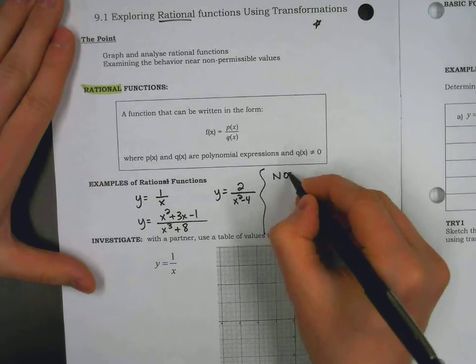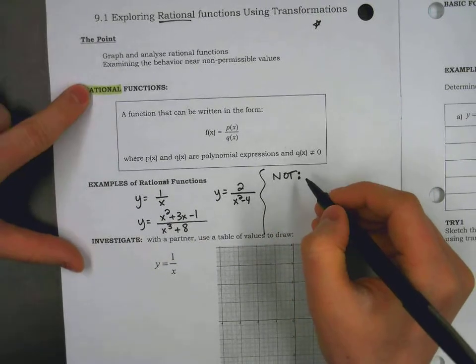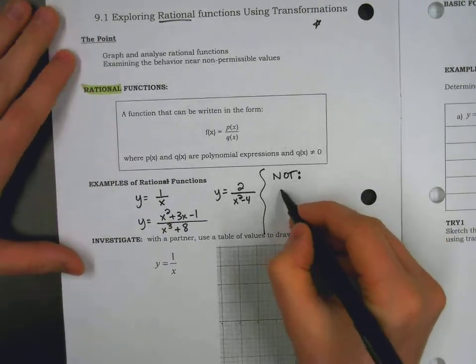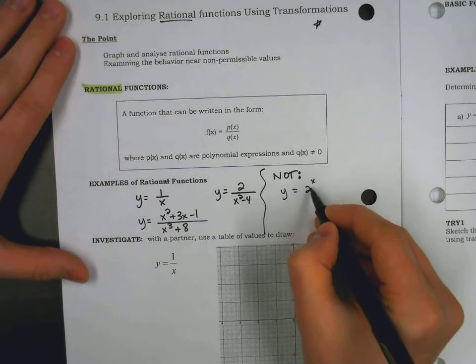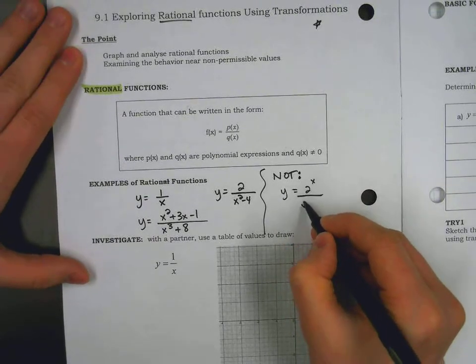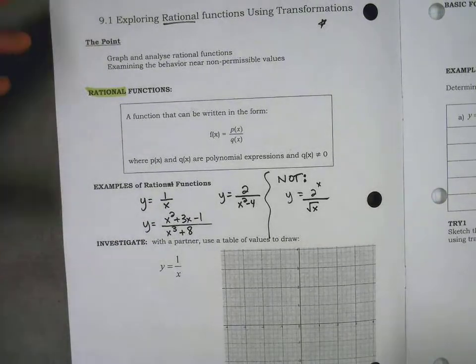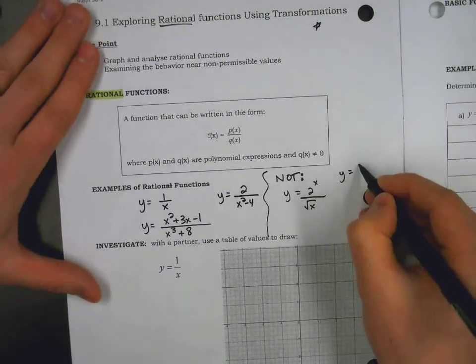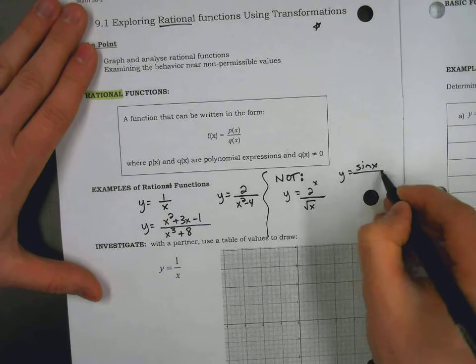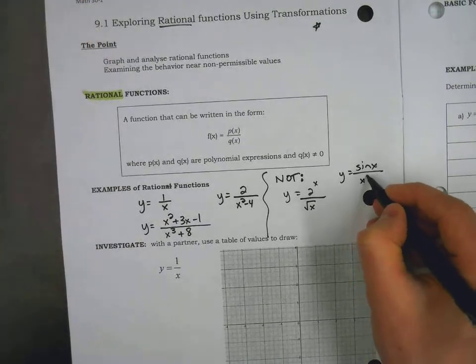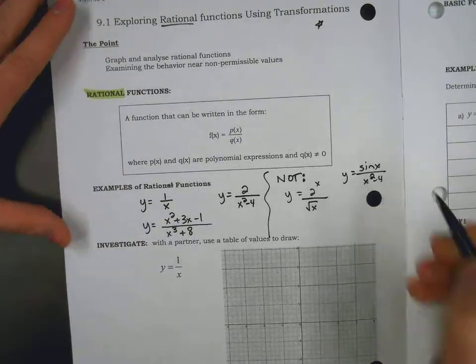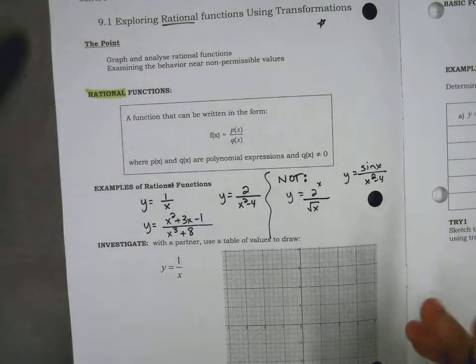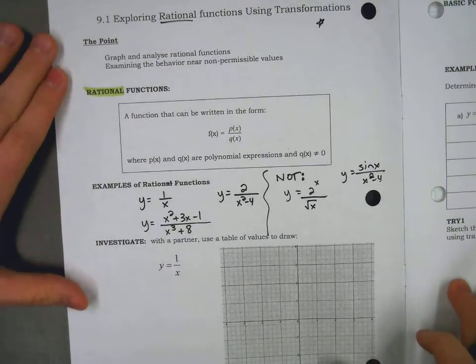What is not then a rational function? Well, I could throw in an exponential over a radical function, and all of a sudden, of course, both not polynomials. You could throw in a trig function on the top, and then a quadratic on the bottom, and as soon as you've got something that's not a polynomial, it all falls apart.